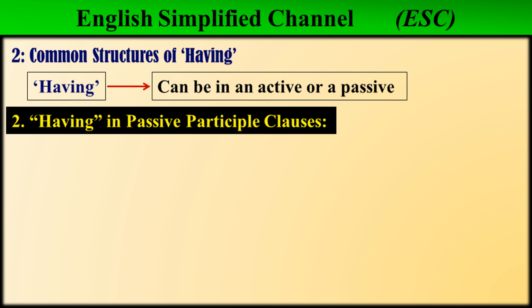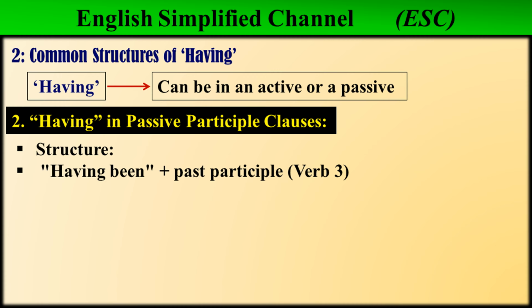2. "Having" in passive participle clauses. These clauses describe an action experienced by the subject of the main clause. Structure: having been plus past participle, passive voice.